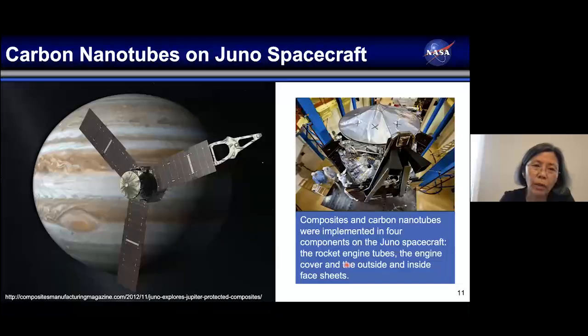Juno was launched in 2011. This was actually built by Lockheed Martin, and I know the person who actually worked on inserting nanotubes into Juno. It was not for structural properties, but it was based on our learning, the knowledge that we gained by working with carbon nanotubes on what value this material can bring. And so carbon nanotube composites were actually used on the engine covers, on the inside and the outside of the face sheet.